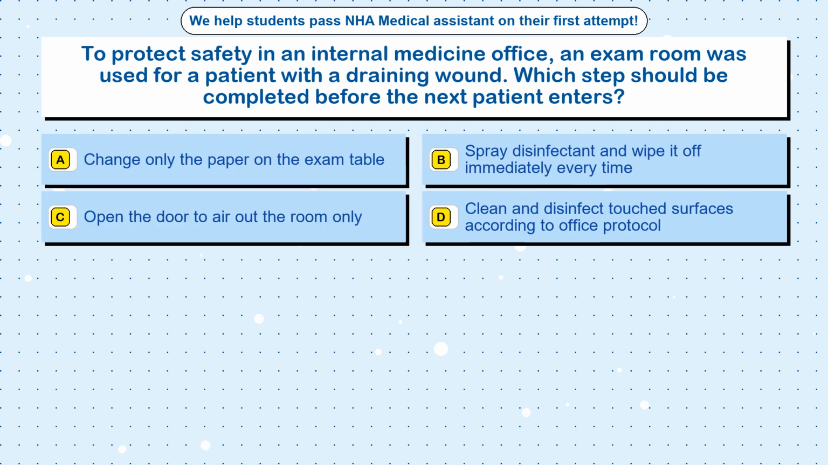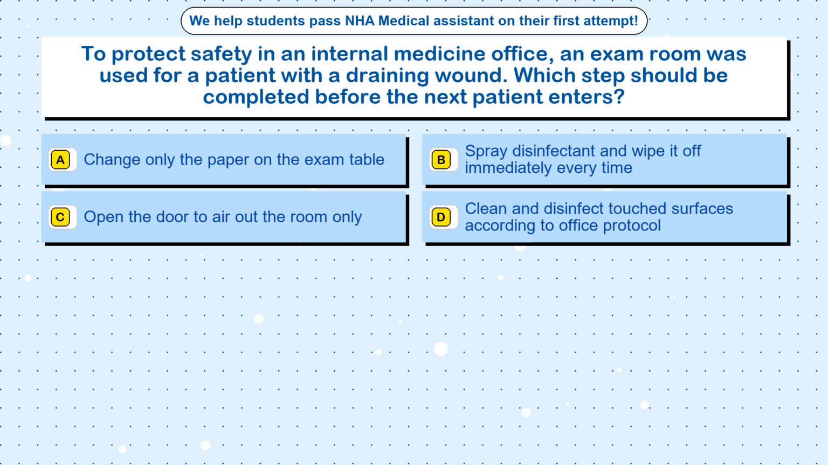Question 38. To protect safety in an internal medicine office, an exam room was used for a patient with a draining wound. Which step should be completed before the next patient enters? Option A, change only the paper on the exam table. Option B, spray disinfectant and wipe it off immediately every time. Option C, open the door to air out the room only.